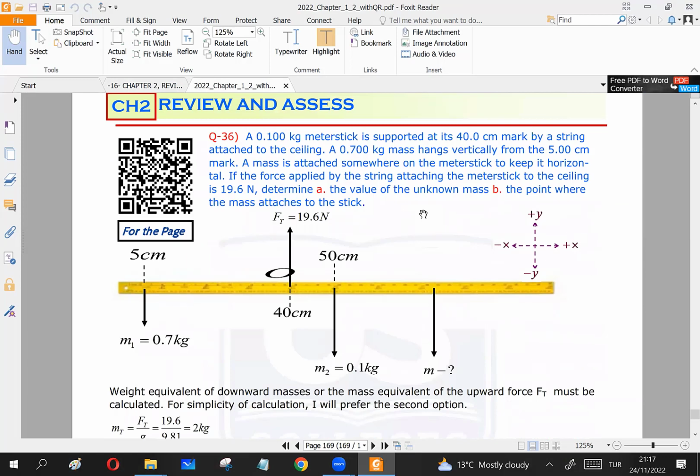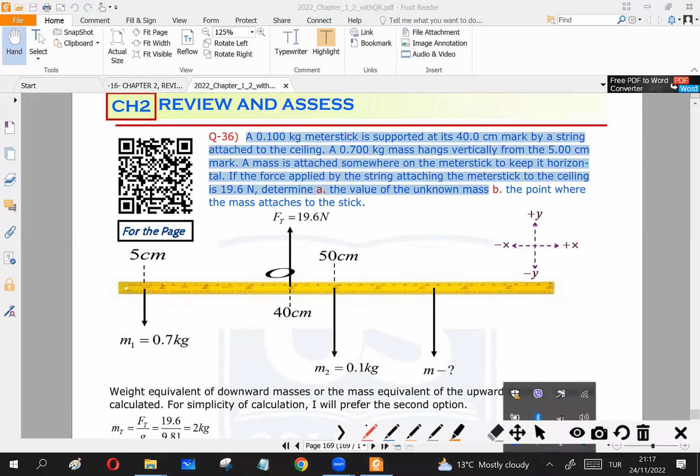Yes, question number 36. A 0.1 kilogram meter stick is supported at its 40 centimeter mark. The question is exactly the same, just I put the A part to the test bank as a chapter test. A 0.8 kilogram mass is supported from the 40 centimeter mark. Or your part: 0.1 kilograms is supported from its 40 centimeter mark. Yes, this is the 40 centimeter mark.